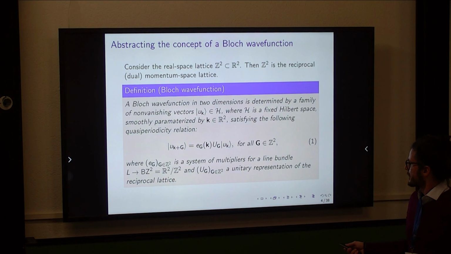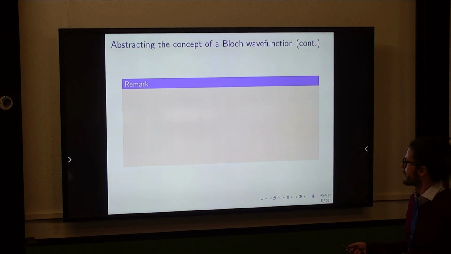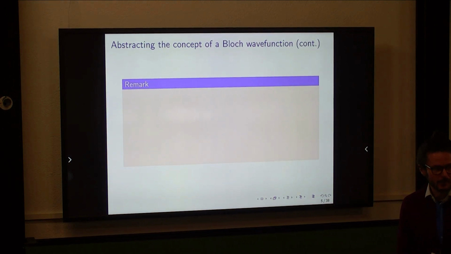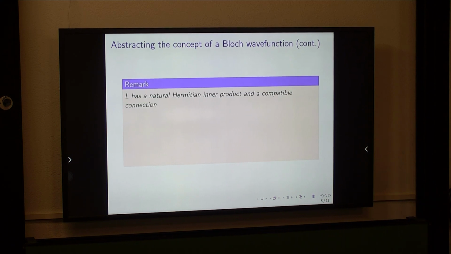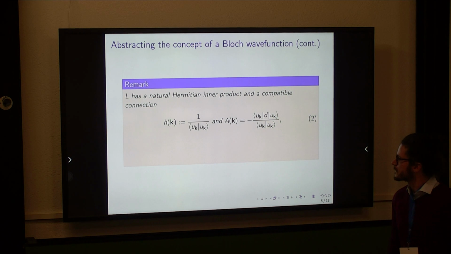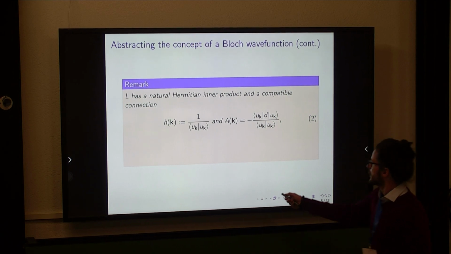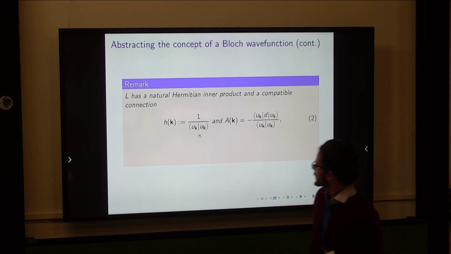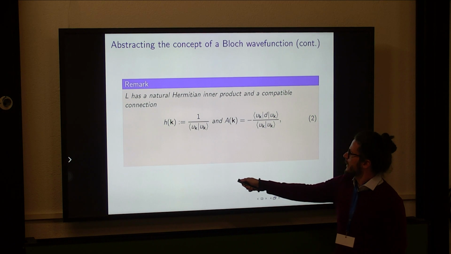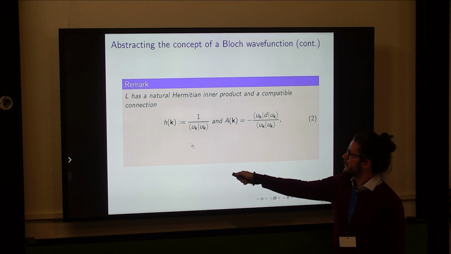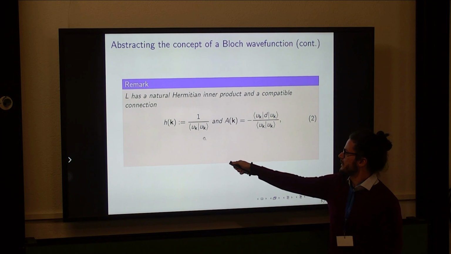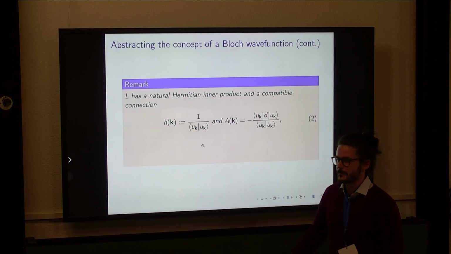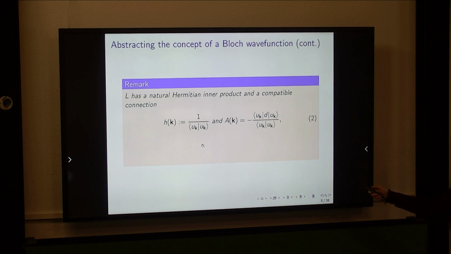So we have this relation here, this definition. So I would like to make some remarks on the definition. So first, L has a natural Hermitian inner product and a compatible connection. And you might find it weird that I put it like this, but this is just that if you take a section of L and take the modulus squared and multiply it by this, you'll get an invariant function. And the connection.